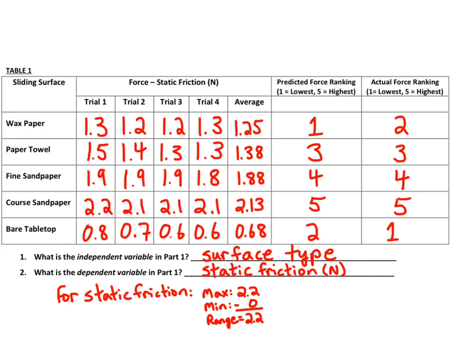Now what we have to do is go back to our graph and count the number of boxes. I won't take the time to do that here in the video, but if you count the number of boxes, you will get that we have 20 boxes on the y-axis. So we divide our range by the number of boxes. We take 2.2 divided by 20, and we get 0.11.